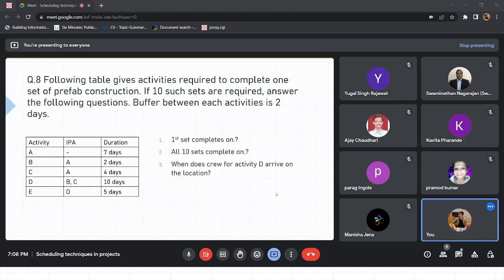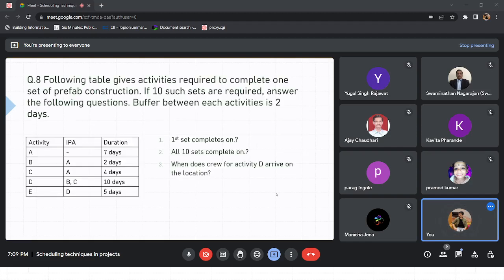Now, the following table gives activities required to complete one set of prefab construction. If 10 such sets are required, answer the following questions. Buffer between each activity is 2 days. Now, this buffer can be for anything like passing information, inspection, or drawing. The questions are, when does the first set complete, when do all 10 sets complete, and when does the crew for activity D arrive on the location. Once we make the LOB table, all these answers are quite visible.